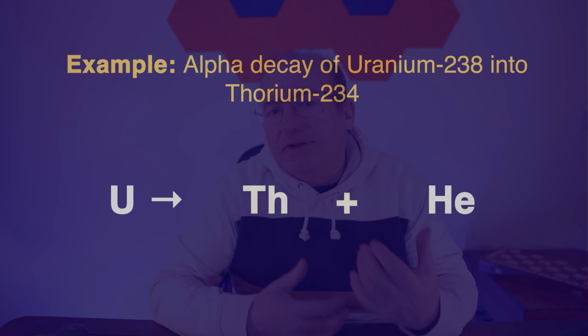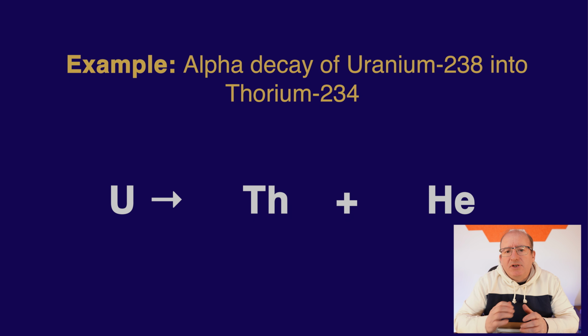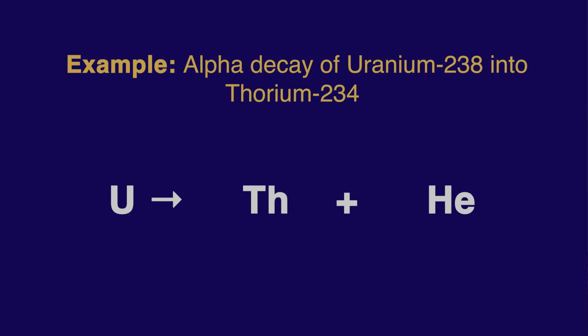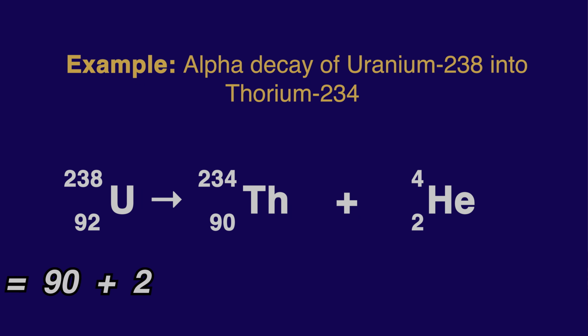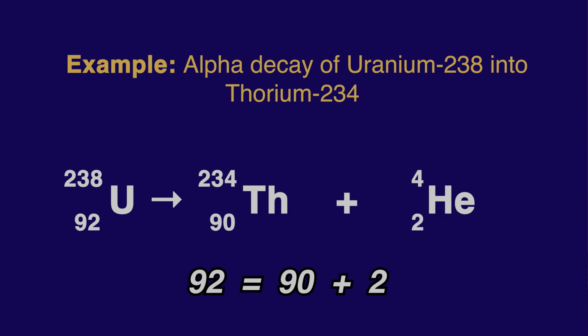We can write a balanced equation for this decay by starting off with our uranium on the left-hand side of the equation and putting our thorium on the right-hand side along with the alpha particle. There are 2 products. Notice how the mass numbers on the right-hand side of the equation add up to equal the same amount as the mass number on the left-hand side of the equation. Likewise, the atomic numbers all add up to the same as they do on the left-hand side of the equation. This is what we call a balanced equation.